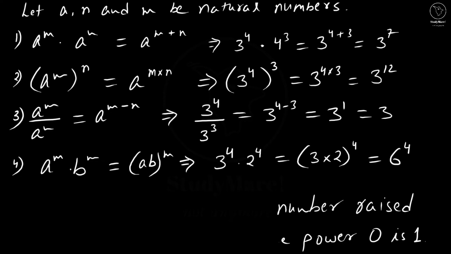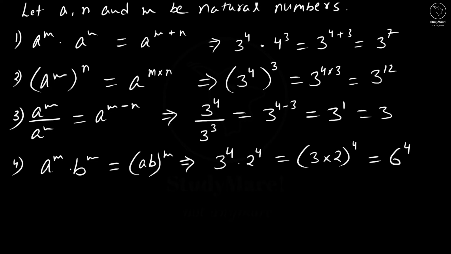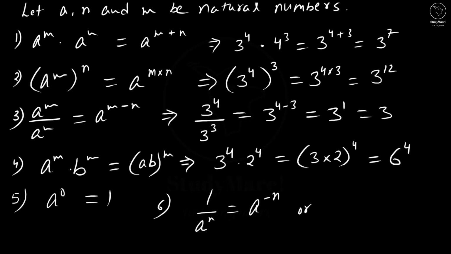Considering these two additional results, we can add two more laws in our list. So the fifth law states that a to the power 0 is equal to 1, and the sixth law states that 1 by a to the power n is equal to a to the power minus n, which can also be written as 1 by a to the power minus n is equal to a to the power n.